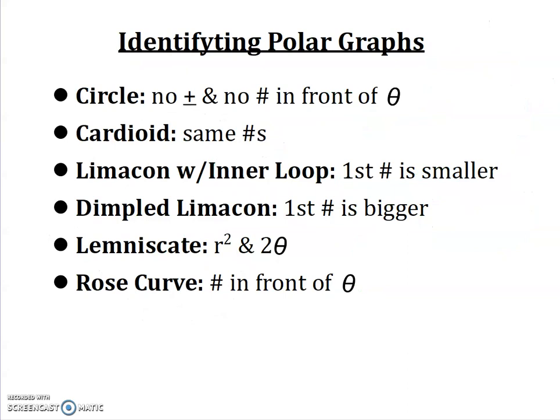Okay, last few things to identify polar graphs. A circle has no positive, negative, and no number in front of theta. Cardioid is going to be the same number. Lemniscate with inner loop: the first is smaller. Dimpled: the first is bigger. Lemniscate, figure 8, is r squared, and then a rose curve has a number in front of theta.